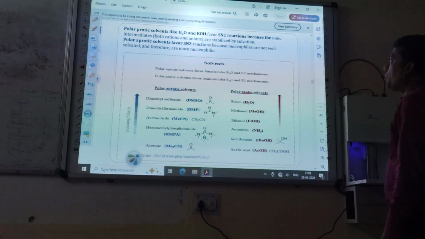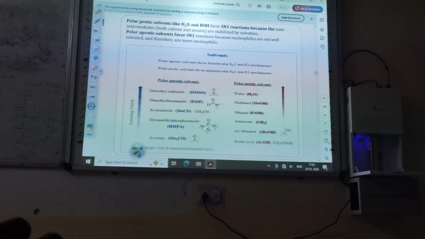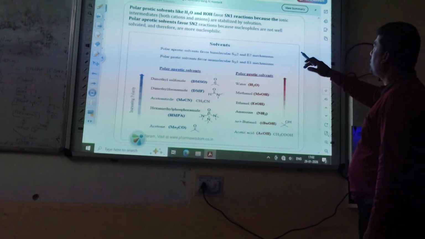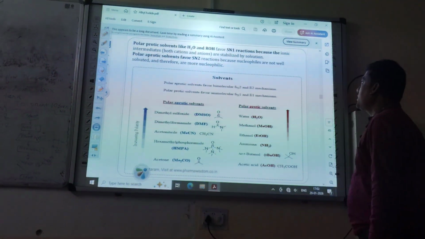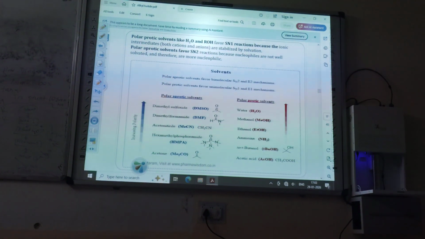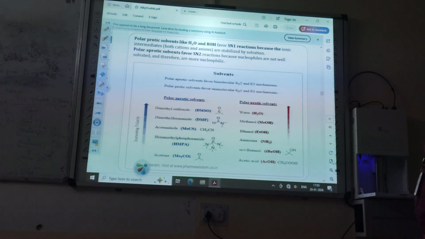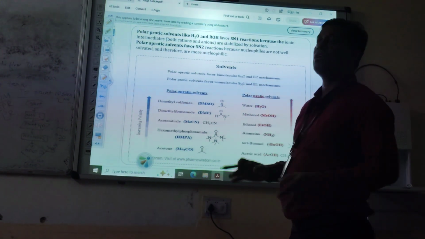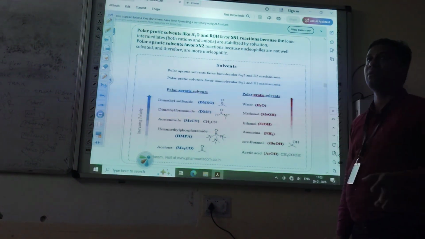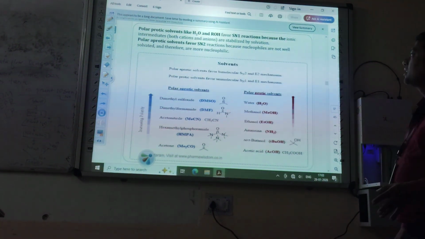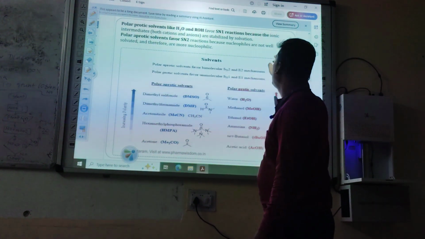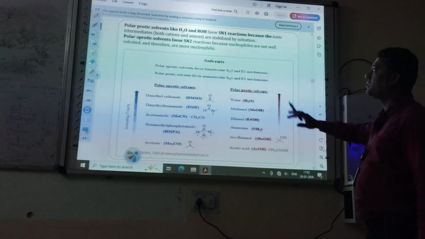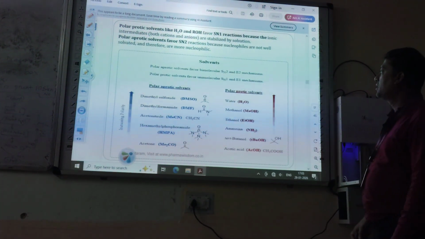Polar protic solvents like water and alcohols favor SN1 reactions because the ionic intermediates, both cations and anions, are stabilized by solvation. Solvation means the interaction of solute with solvent. Polar aprotic solvents favor SN2 reactions because nucleophiles are not well solvated and are therefore more nucleophilic.